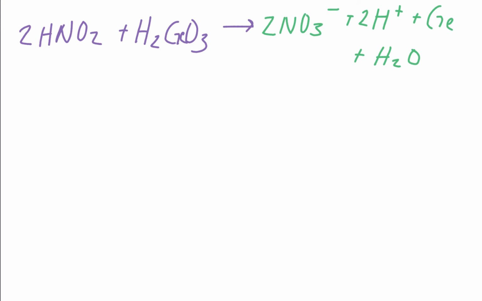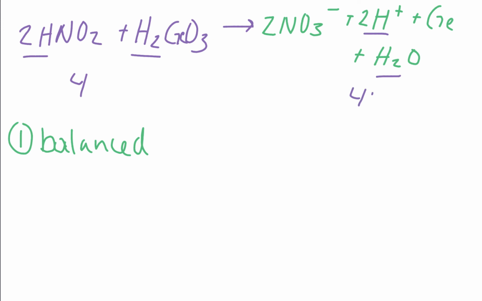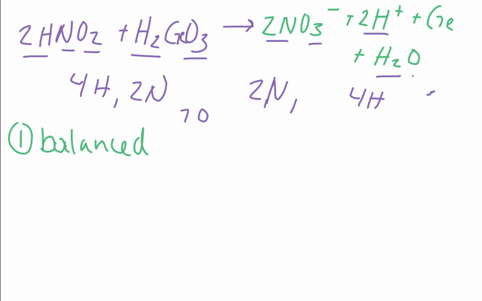I'm going to give you 2 ways to double check. The first way is it should already balance. If it's not balanced, then you've done something wrong. Okay, so we have 4 hydrogens here. We have 4 hydrogens here. We have 2 nitrogens here. We have 2 nitrogens here. We have, let's see, 2 times 2 is 4 plus 3 is 7 oxygens over here. And then we have 7 oxygens over here. And then just 1 germanium on both sides. So the elements balance, check.